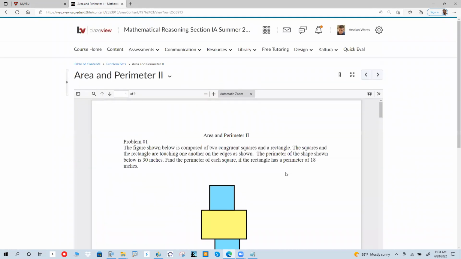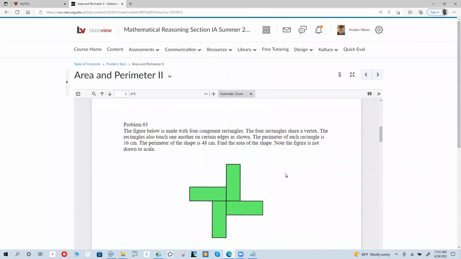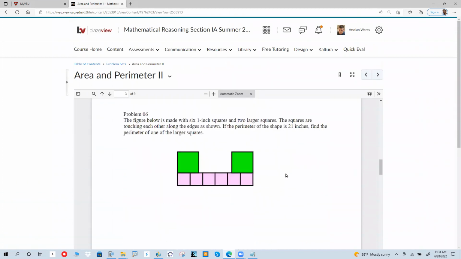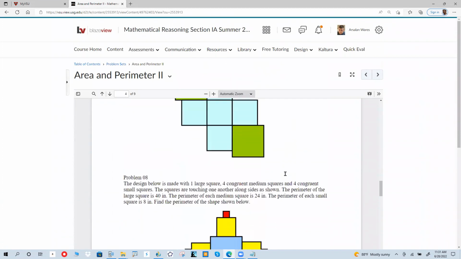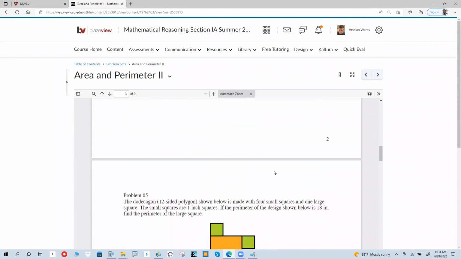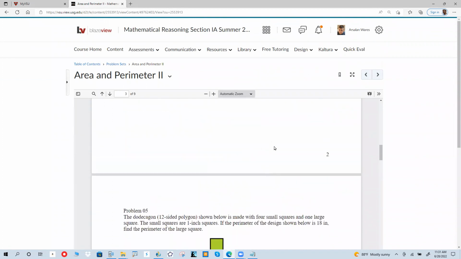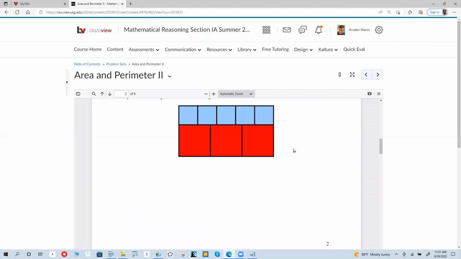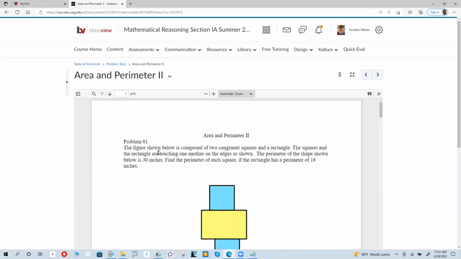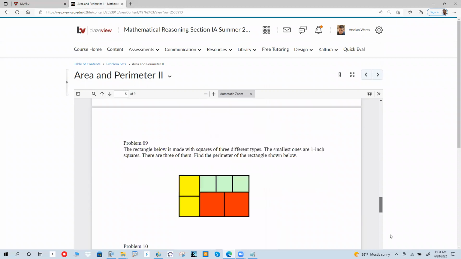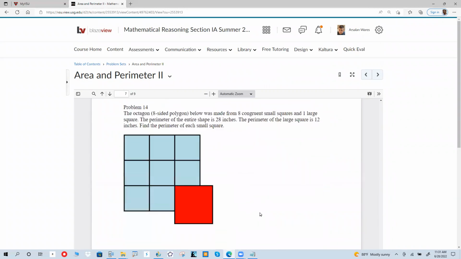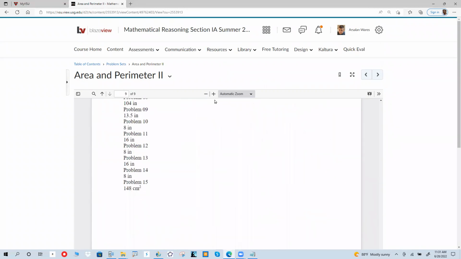Here is the area perimeter 2 packet. It's very similar to the previous one, slightly harder, you can argue. I plan on doing a bunch of problems from here. I don't know how many I will do. Okay, that's the plan. I am going to get this packet from my hard drive. It is area perimeter 2. The answers are at the bottom. I will try to check the answers as I move on just to make sure I haven't messed up. Okay, let's see.